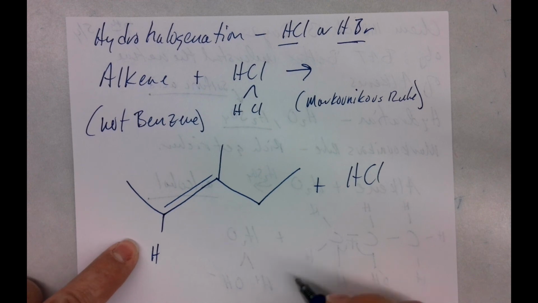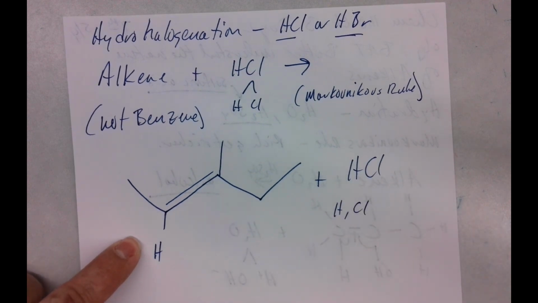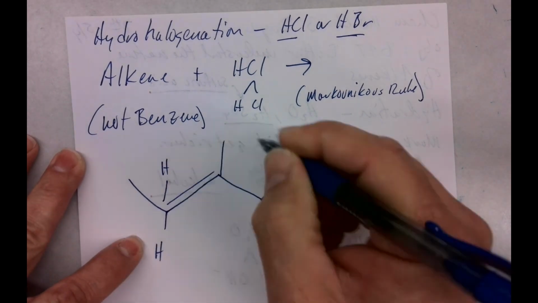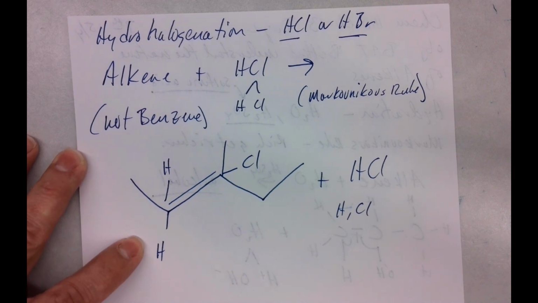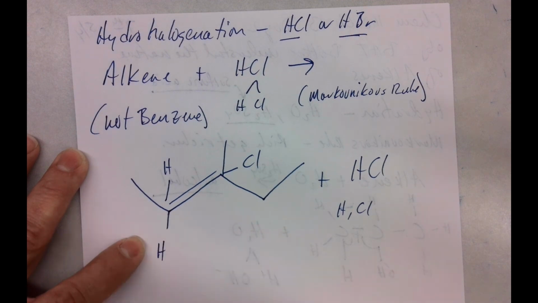Well, when this breaks up into H and Cl, which one's going where? Yeah, where the H is, I'm going to put the other H. Where there's no H's, I'm going to put the Cl in. Okay? And in that sense, hydrohalogenation is a lot like hydration. Okay? No catalyst because I've already got an acid, and just put them in there.